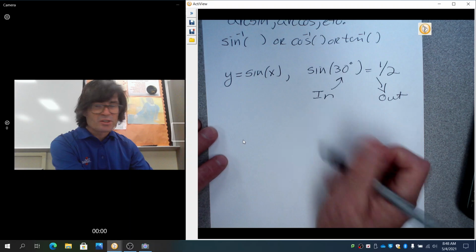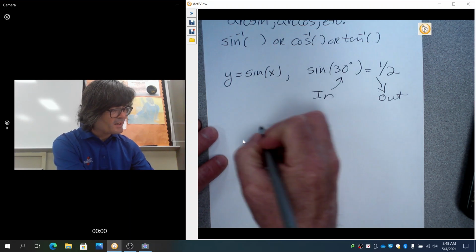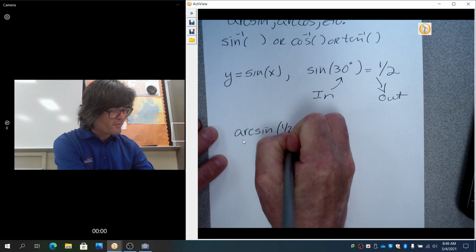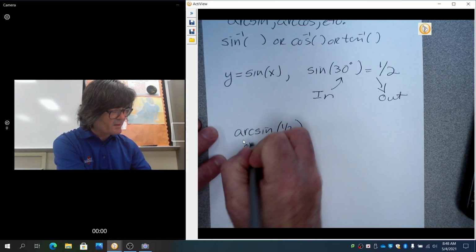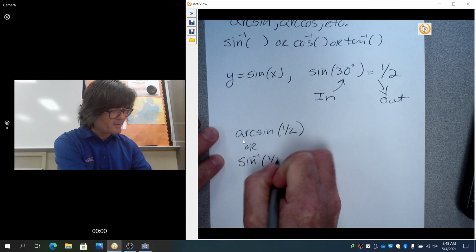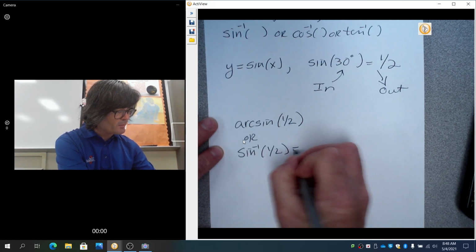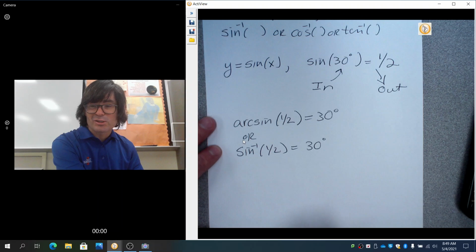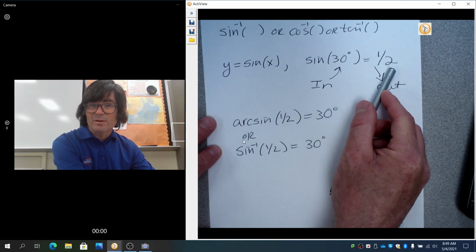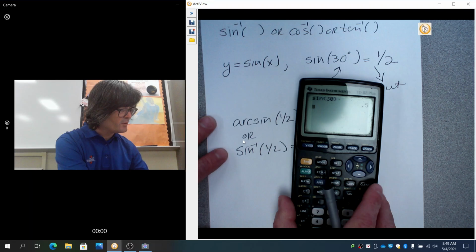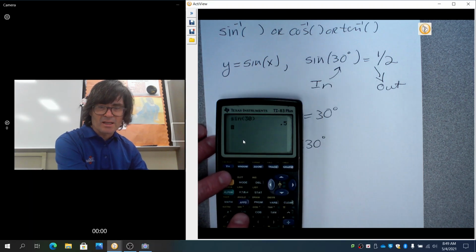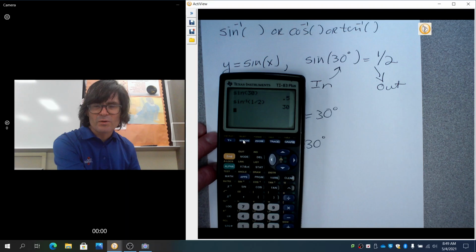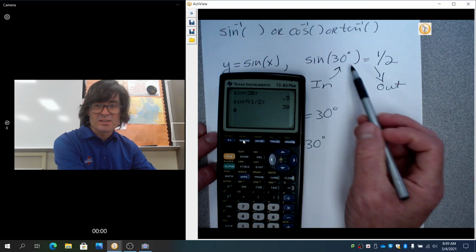What the inverse does is it switches the input and the output. So you might say arcsine of a half, or you could say inverse sine of a half. Those mean the exact same thing. Those equal 30 degrees. So the inverse trig functions basically answer the question, if I got a half as my output, what was that angle? So inverse sine of a half gives me 30 degrees. If you're doing this in radians, 30 degrees is pi over 6.